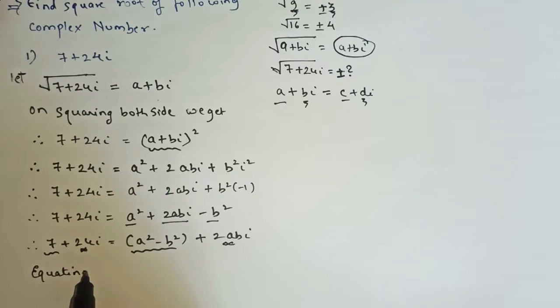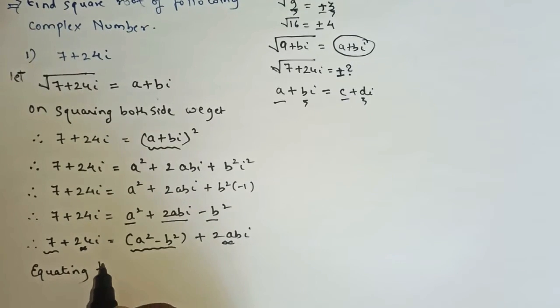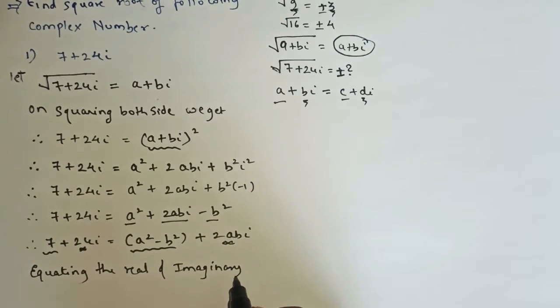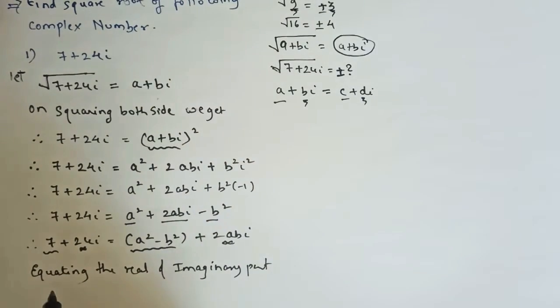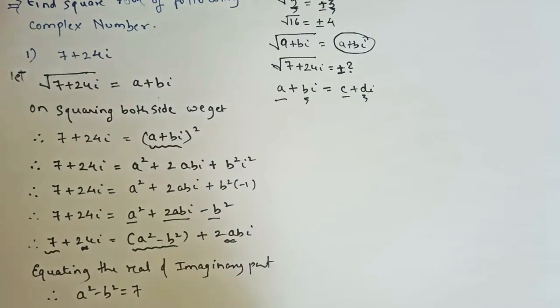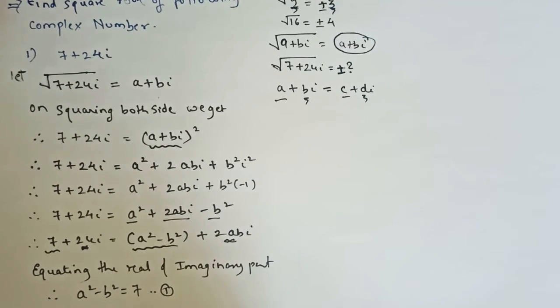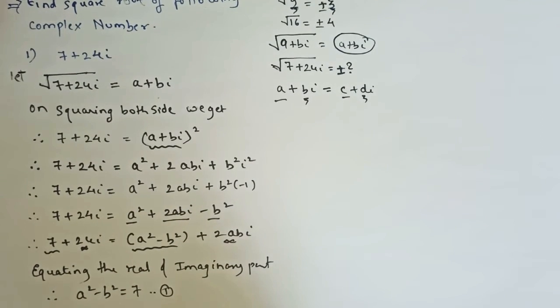Equating the real and imaginary part, we get a square minus b square equals 7. We'll give this as equation number 1, and second, 2ab equals 24. We'll give this as equation number 2.